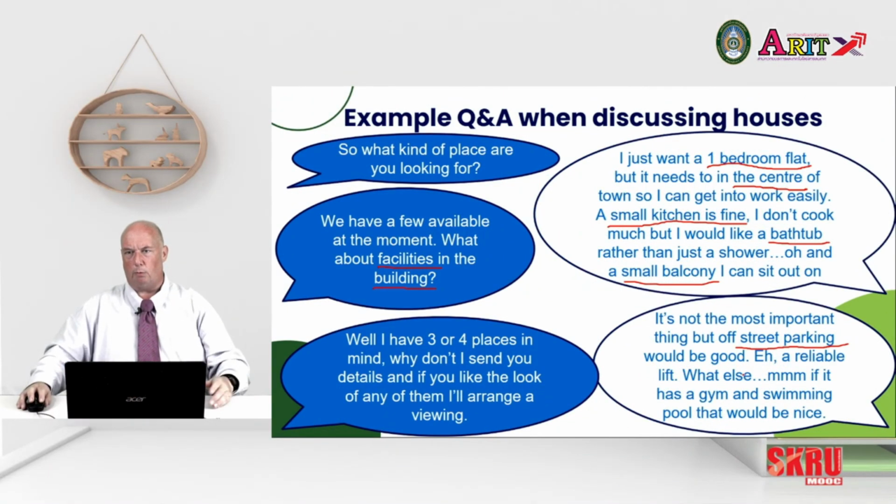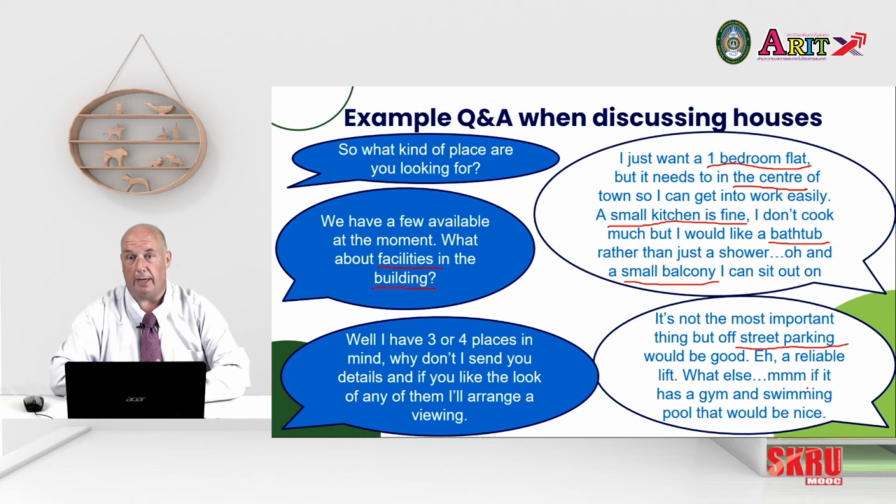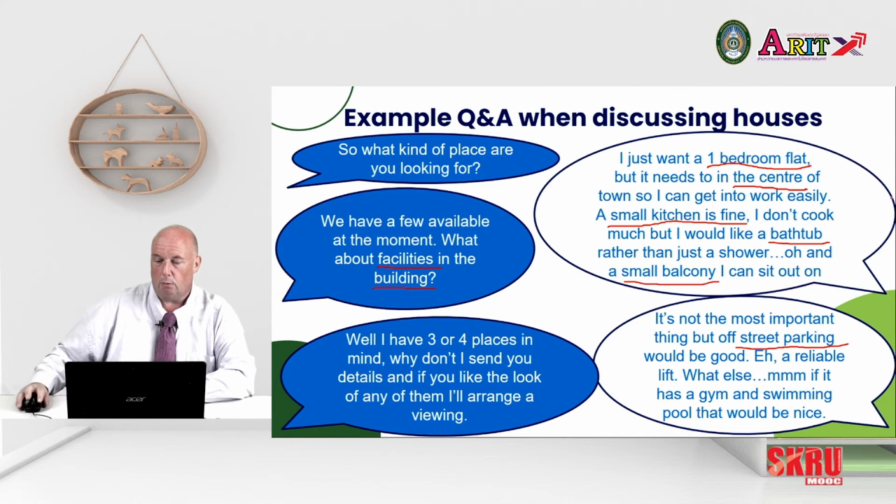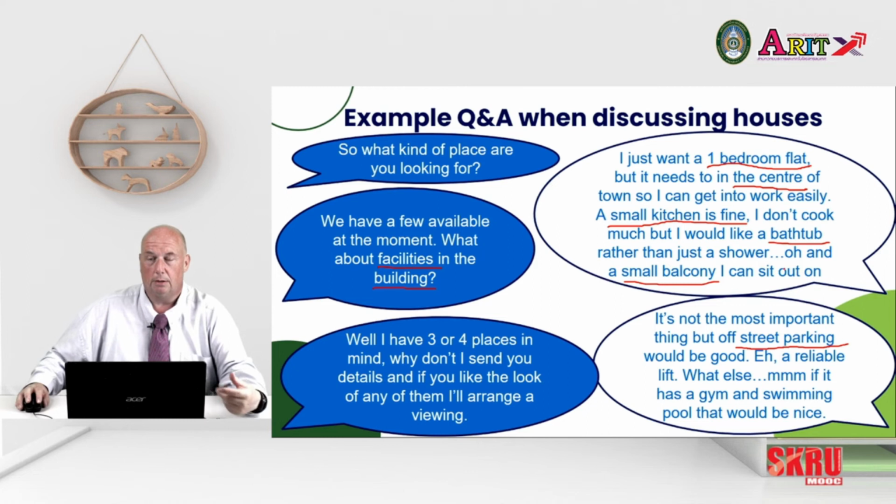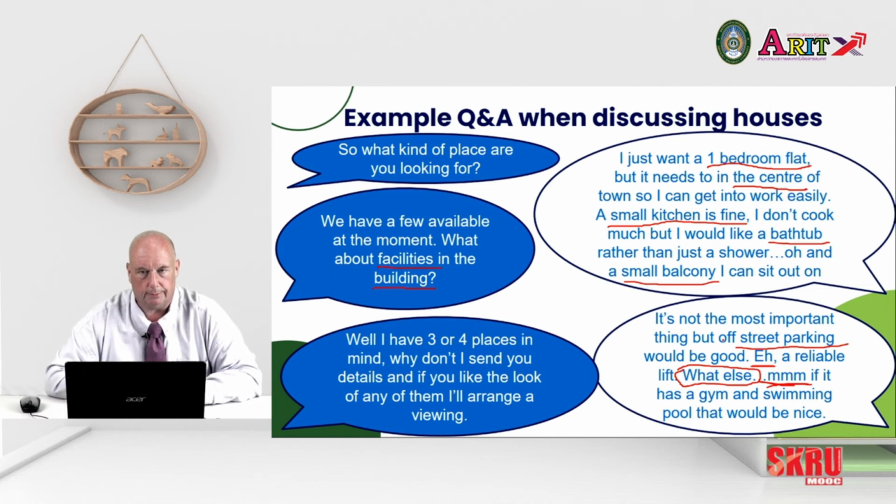And the person's thinking about what he wants. If it has a gym and swimming pool, that would be nice. Again, it doesn't sound like it would make all the difference. Just if there was two choices, one has a gym and pool, that would be better than one that does not. When we speak, we often use something to think about what we're going to say. Hesitations. We can see he uses some here. And even this, what else? Just giving him a little bit of thinking time when he talks about it.